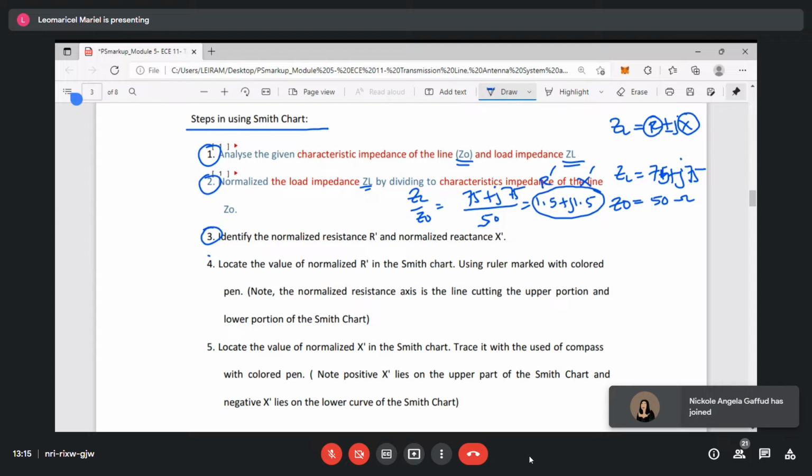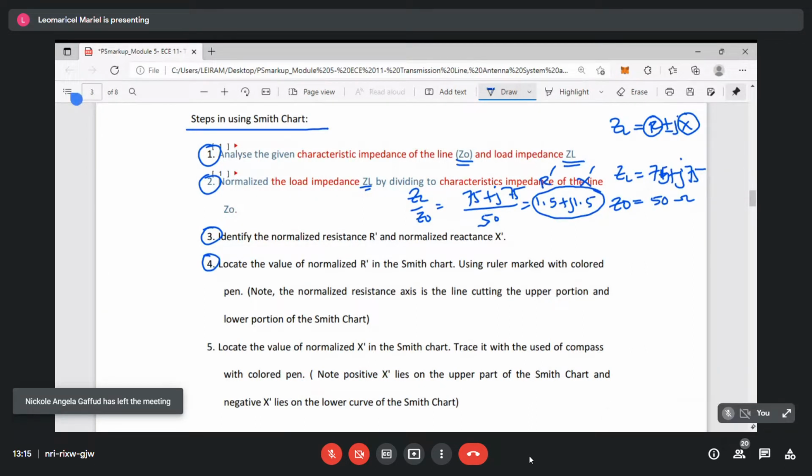Then after that, once you have the given, you're going to locate the normalized R in the Smith chart using a ruler marked with color pen. So, ibig sabihin nun, i-graph natin yon. Note the normalized resistance axis is the line cutting the upper portion and the lower portion of the Smith chart. So, yung Smith chart kasi, bilog yan, no? Ang ibig sabihin, yung gitna na to, ayan, ito yung ating normalized resistance, yung x-axis, kumbaga sa ating Smith chart.